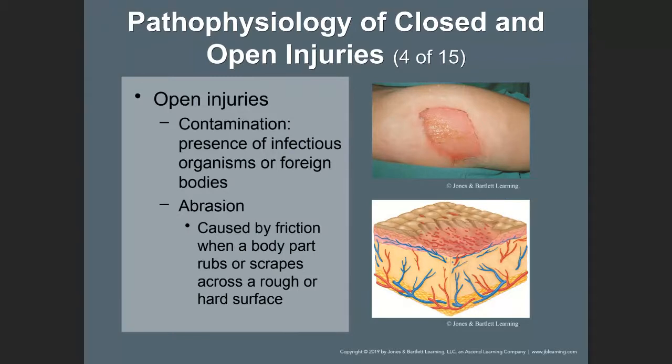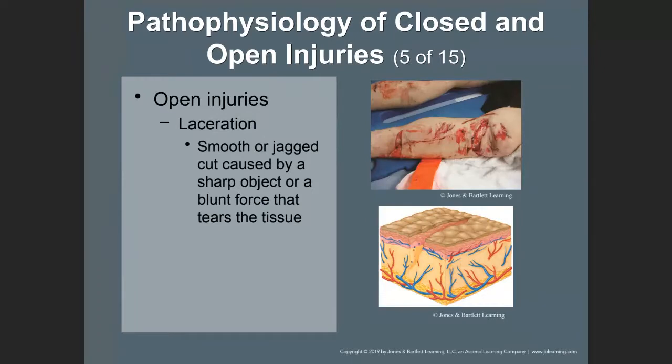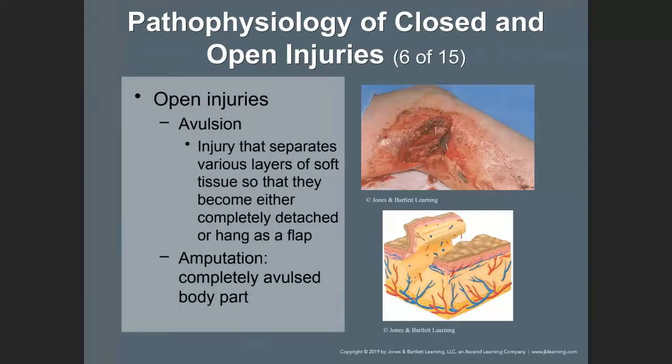Abrasion, caused by friction when a body part rubs or scrapes across a rough or hard surface. Laceration, smooth or jagged, or it can be a clean incision, cut caused by a sharp object or a blunt force that tears the tissue. Avulsion, injury that separates various layers of soft tissue so that they become either completely detached or hang as a flap. Amputation, completely avulsed body part.